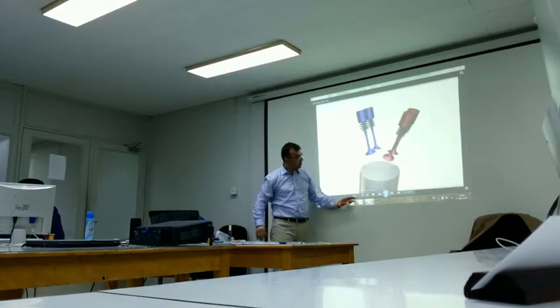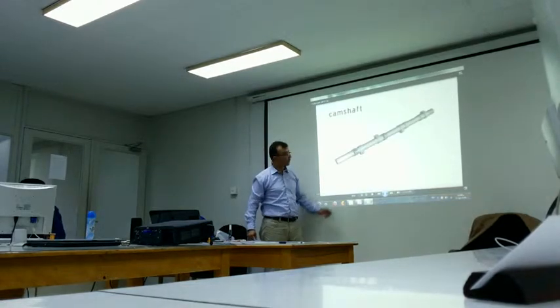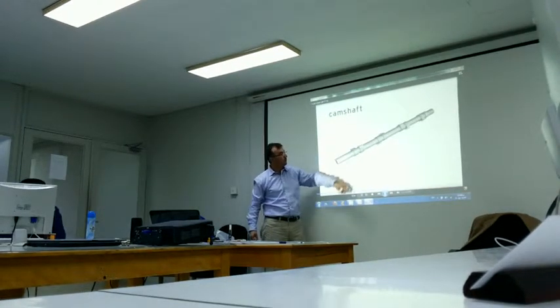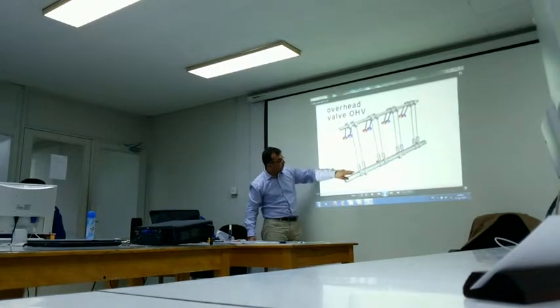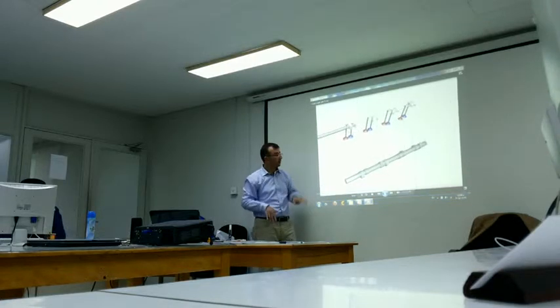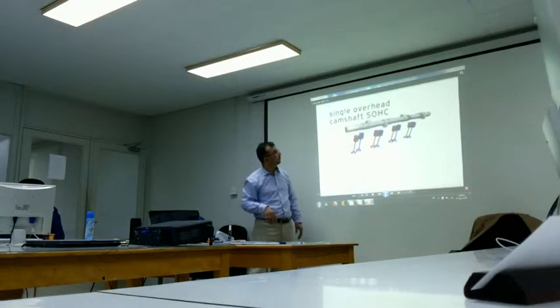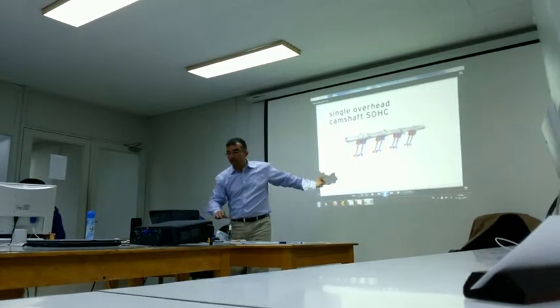Most high-performance engines use two intake and two exhaust valves. The opening and closing of the valves is performed by the camshaft. Some engines use one camshaft with rocker arms and or push rods actuating all of the valves. If the camshaft is above the valves, it's called a single overhead camshaft or SOHC engine.